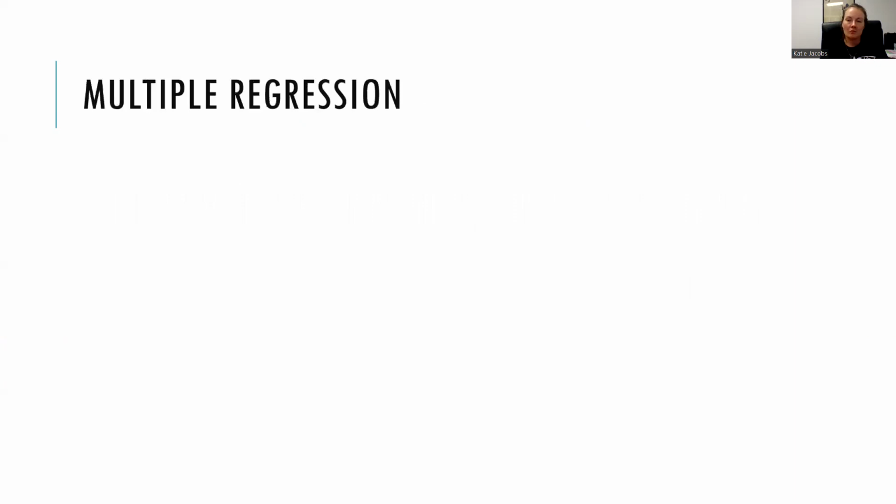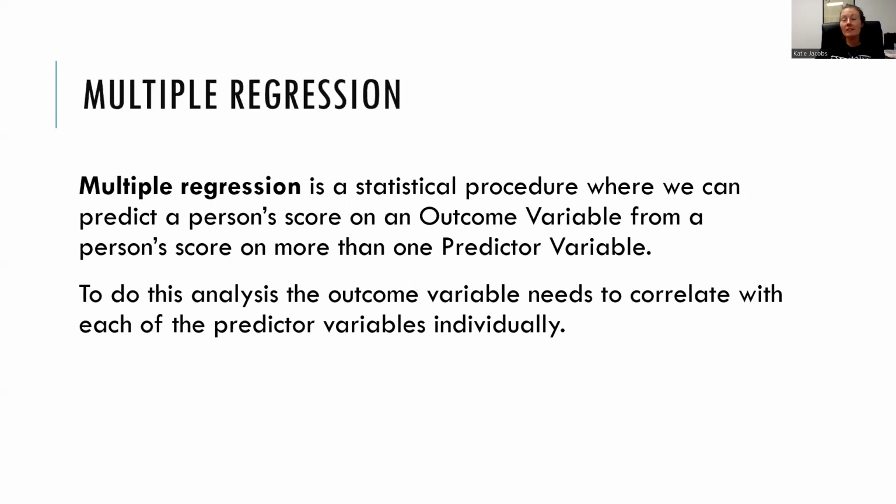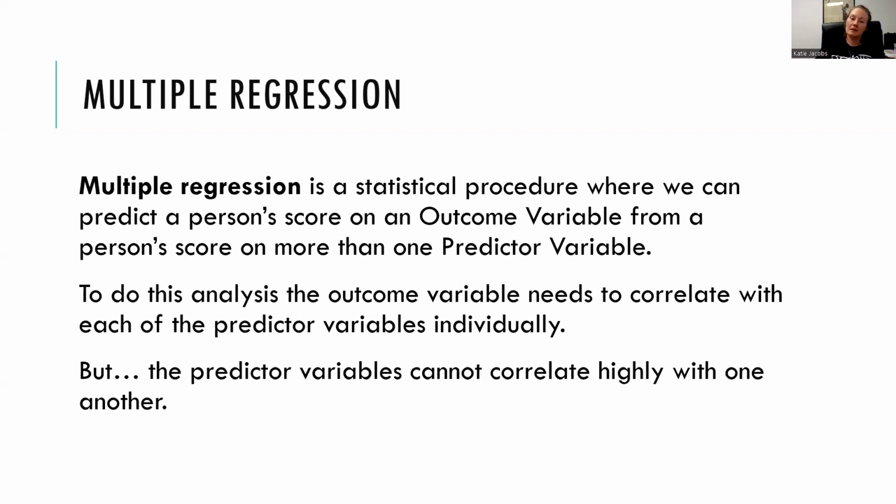Okay. So multiple regression, this is a statistical procedure where we can predict a person's score on an outcome variable from a person's score on more than one predictor variable. To do this analysis, the outcome variable needs to correlate with each of the predictor variables individually. But the predictor variables cannot actually correlate highly with one another. The reason for this is that if they correlate highly with one another, they don't add anything new to the prediction. So we might as well just make it simple.